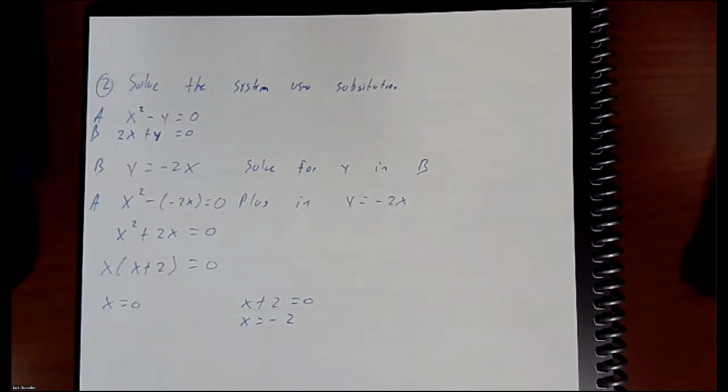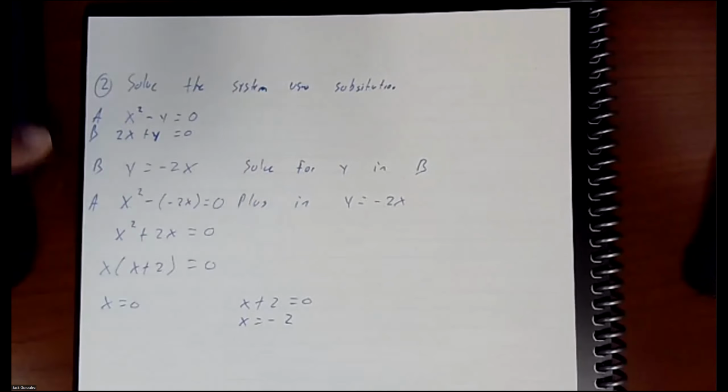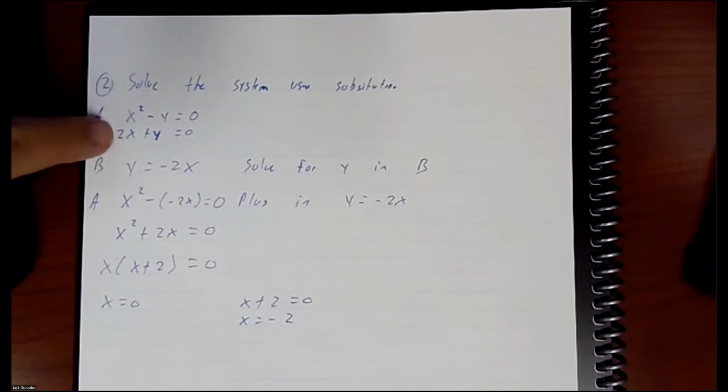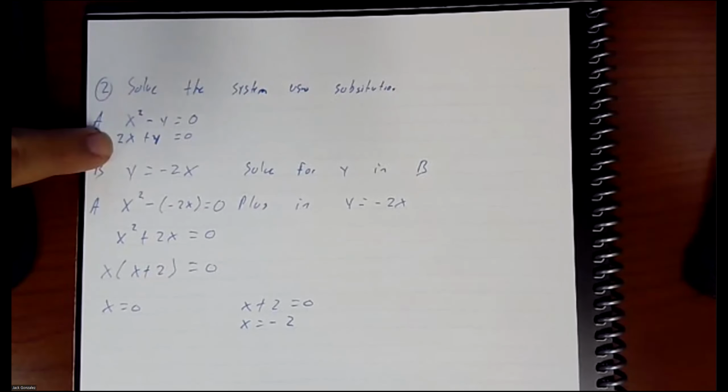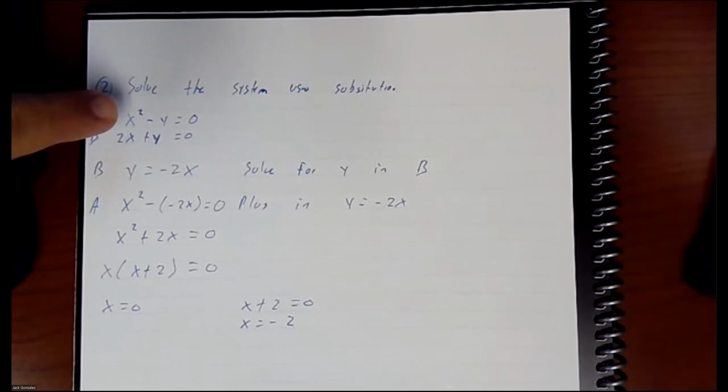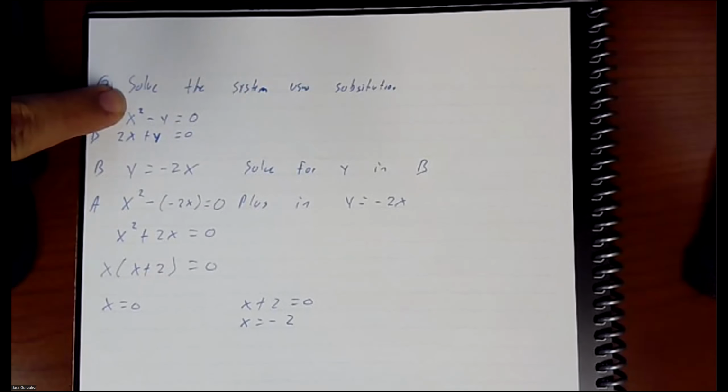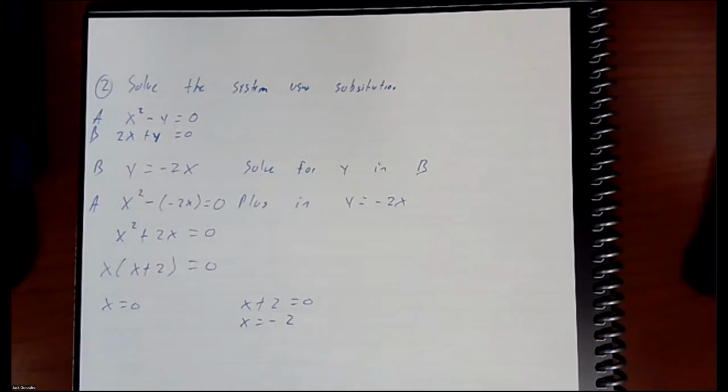We can see if I plug in 0, I'm going to get 0 for y, right? If I plug in negative 2, then it's going to be different. So I have to plug in both.